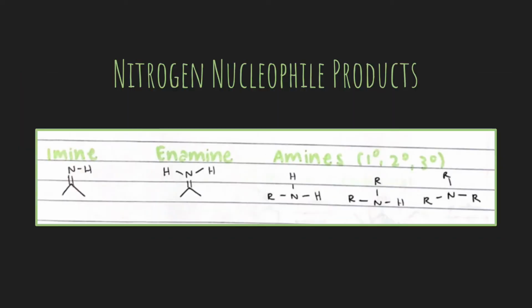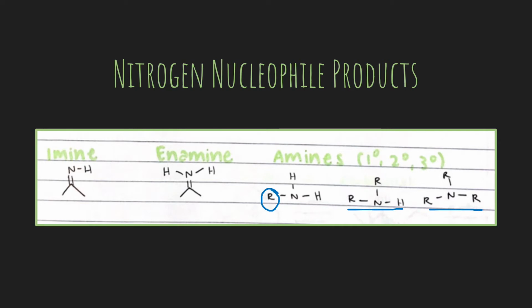Next up, we have reactions with nitrogen nucleophiles. The nitrogen nucleophile is going to be an amine, which can be seen on the right. It'll depend on how many of these R groups we have on it. One R is going to be primary, two is going to be secondary, as seen here, and three is going to be tertiary. The products of these reactions are imines and enamines.